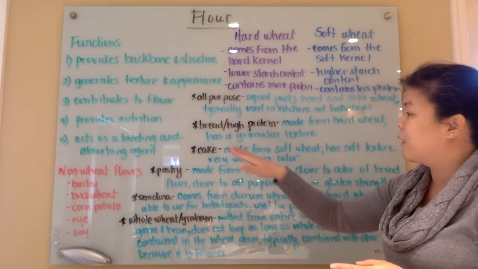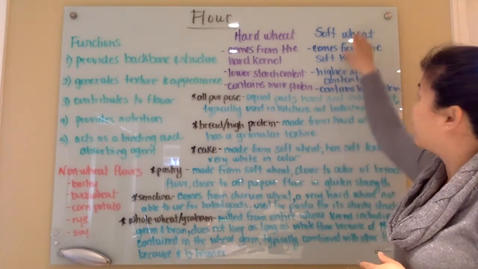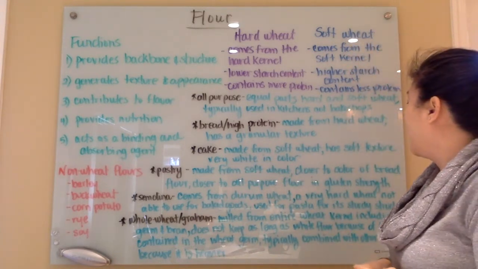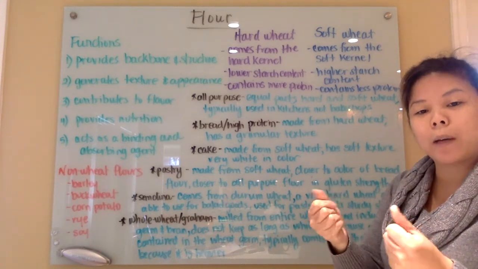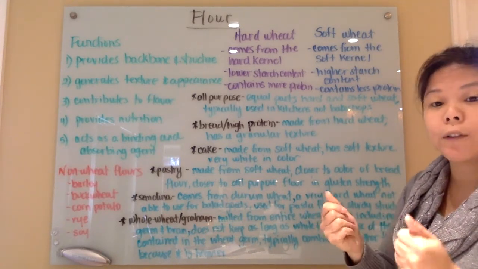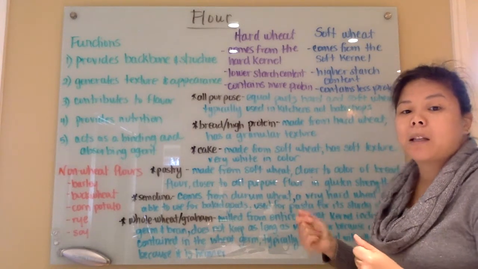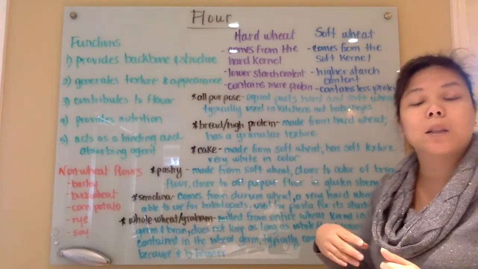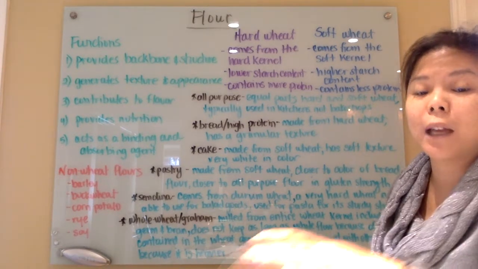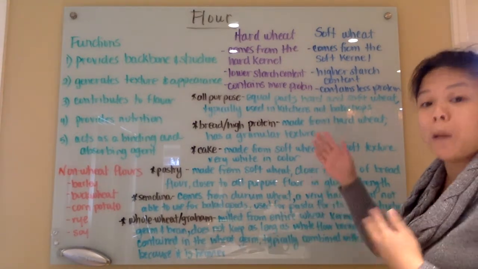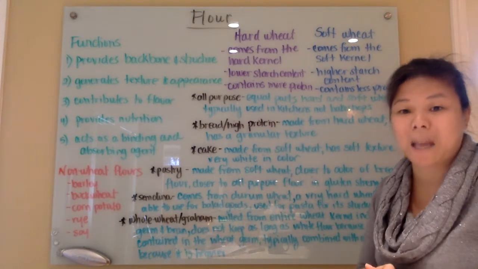On the other hand, we have cake flour, which is made from soft wheat and tends to have a much softer texture. If you were to put it in your hands, it would be much softer and smoother. Typically, cake flour tends to be very white in color. We use cake flour to make cakes, again, hence the name.